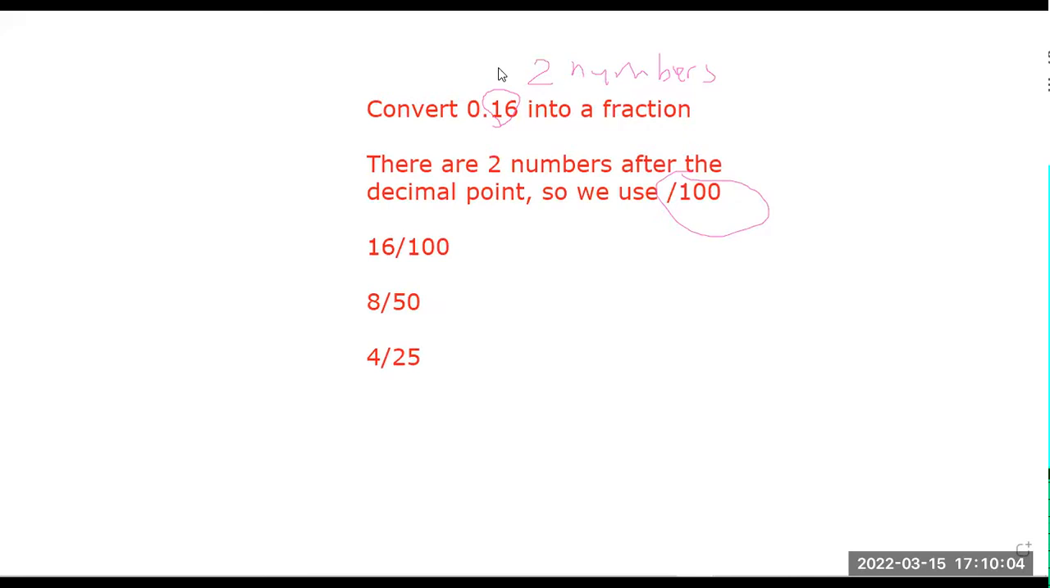So, if you guys are confused again by this example, remember we are converting decimals into fractions. So I will do one more example for you guys to make sure you all understand this, and then we proceed to another one.